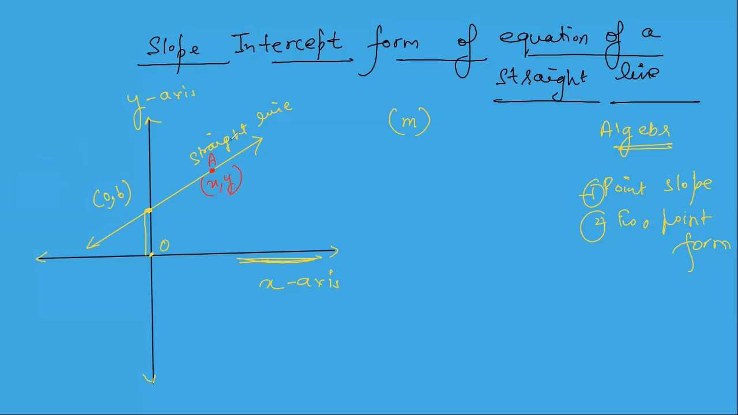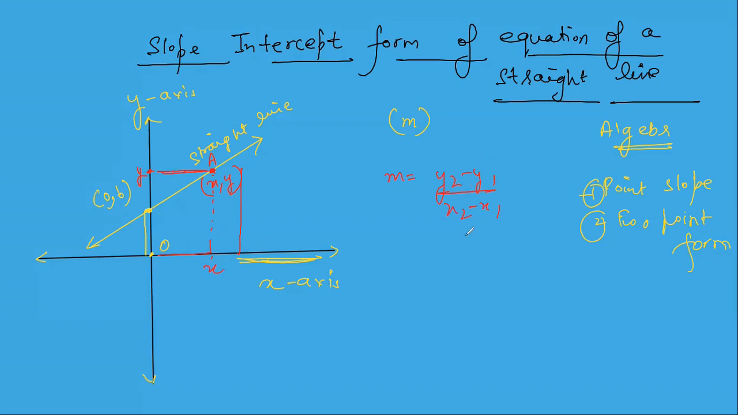Now, if we look at the slope here, what is the formula for the slope? Slope m is equal to y2 minus y1 over x2 minus x1, right? According to point A, the distance from the x-axis is y, and the distance from the y-axis, we know this distance is parallel to this, so this distance I have taken as x.